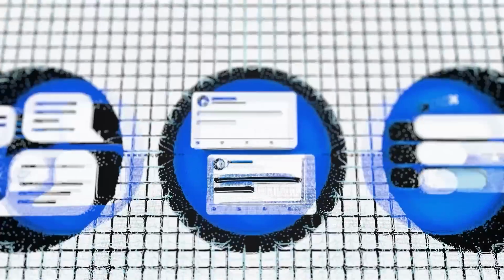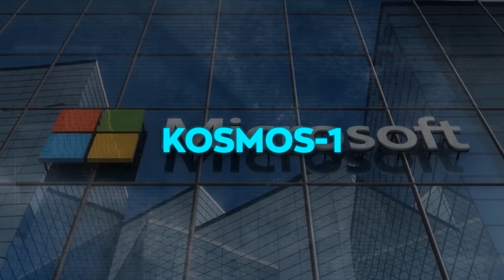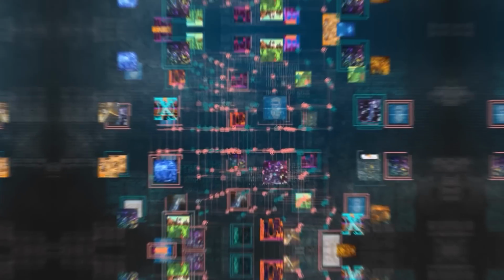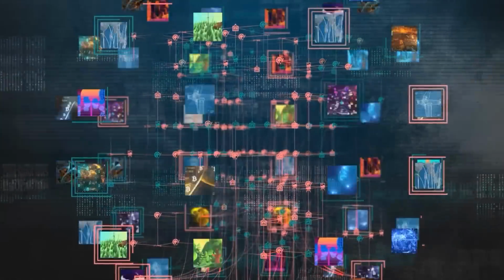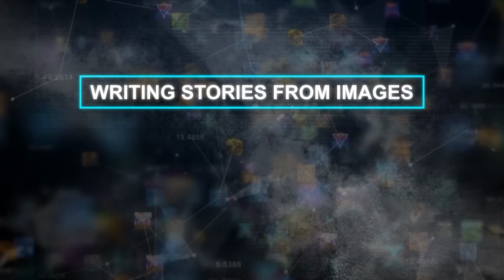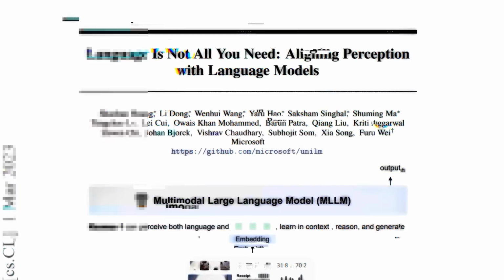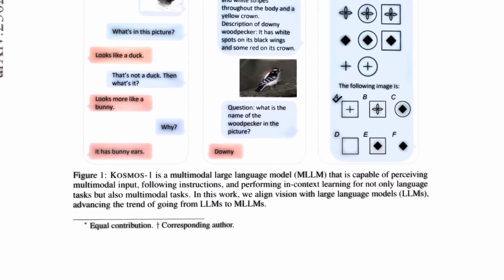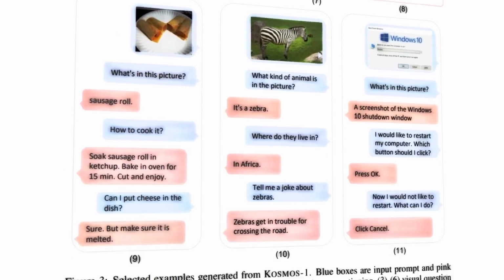in our everyday life. Last year, Microsoft unveiled KOSMOS-1, a groundbreaking multimodal language model. Trained on large-scale web data containing text, images, and their combinations, it excelled at tasks like writing stories from images, creating image captions, and answering questions about images. However, KOSMOS-1 had its limitations, particularly in understanding and connecting visual information.